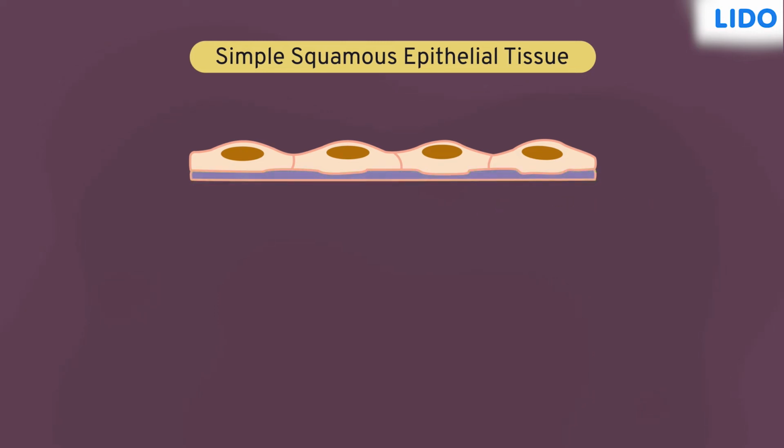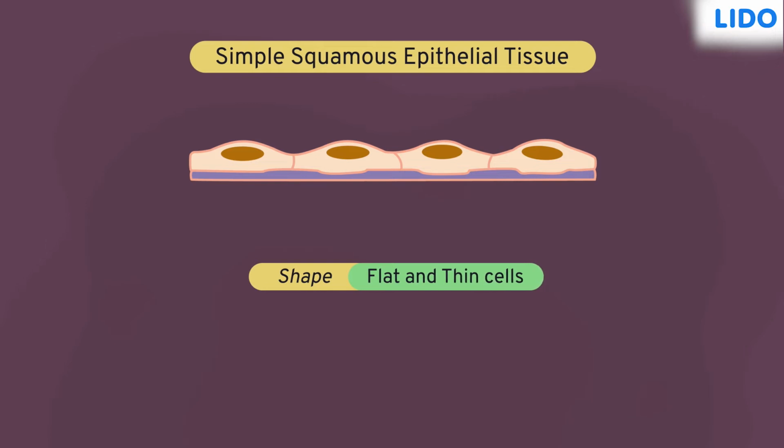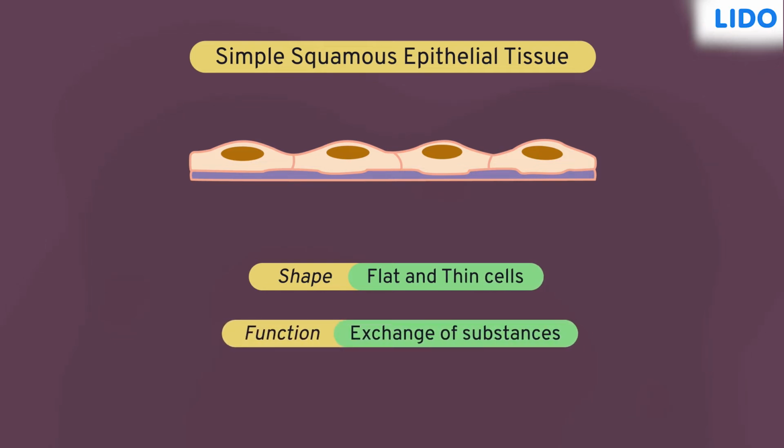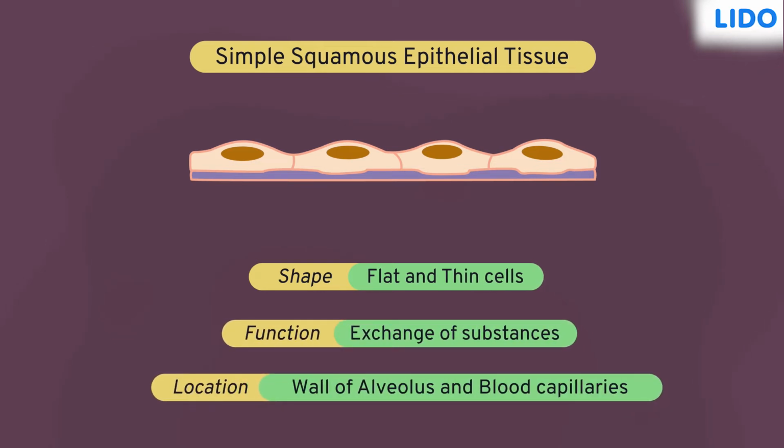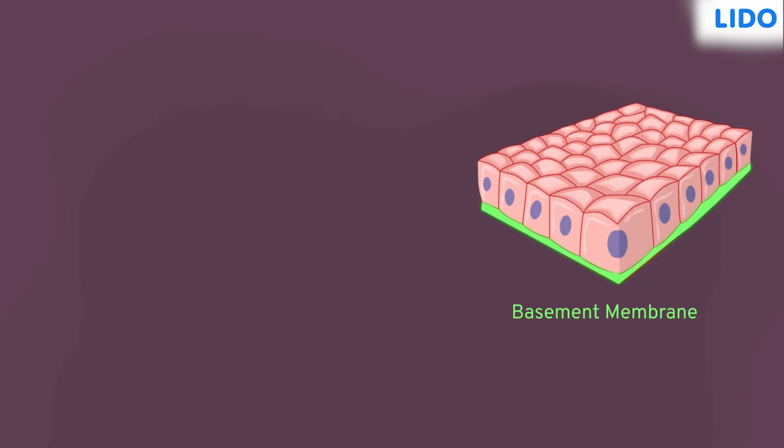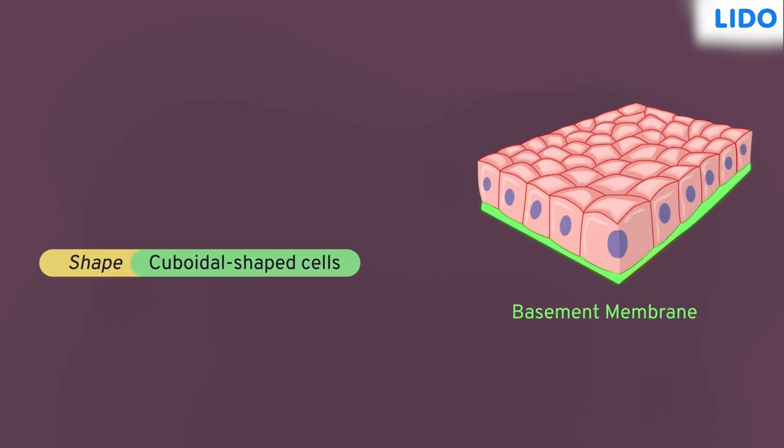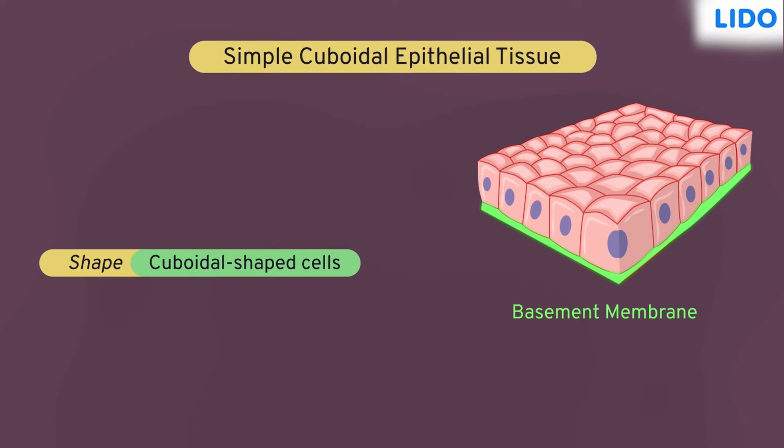The cells of this tissue are flat and thin. They facilitate the exchange of molecules and are present in the wall of alveolus and blood capillaries. The second type of tissue has cuboidal cells and is known as simple cuboidal epithelial tissue.